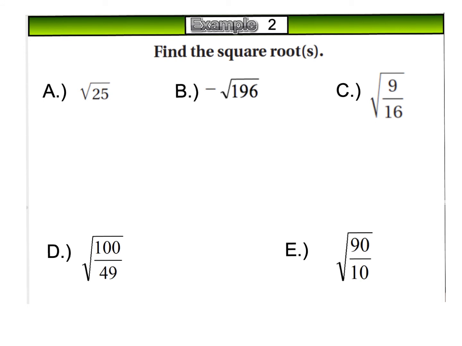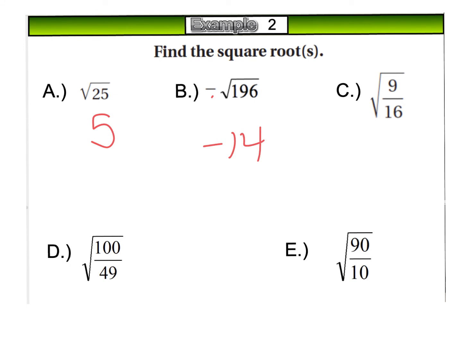I know the fractions are going to be a little bit different, but we're going to talk about those in a second. Square root of 25. What number times itself equals 25? That's going to give us 5. A negative square root of 196 gives us a -14.